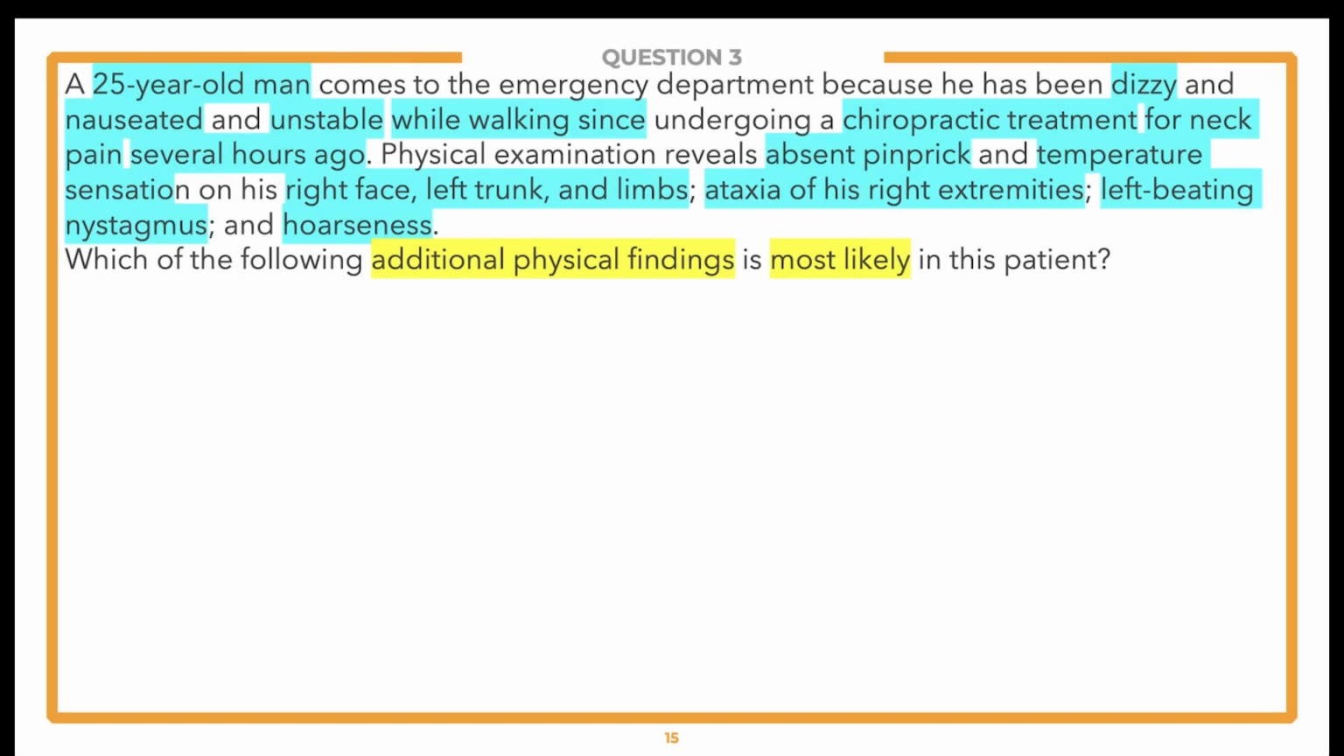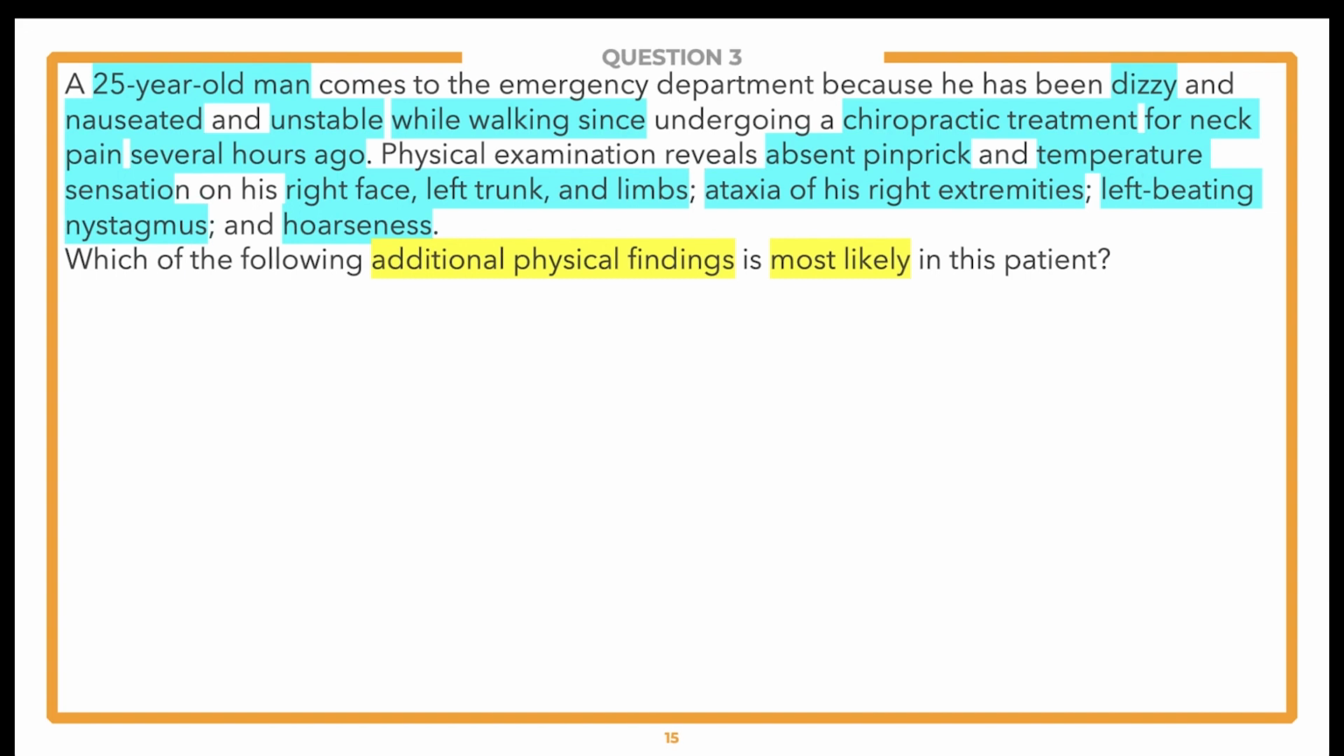So always demographic information. 25-year-old man, he's in the emergency department. That's important because that tells you it was either acute or serious enough to be taken care of right away. Dizzy and nauseated, unstable while walking, had a chiropractic treatment for neck pain several hours ago. Now you've got absent pinprick and temperature sensation. Anytime you have these neuro symptoms, you want to make note of what side these symptoms are happening on. So we've got right face, left trunk and limbs, ataxia of the right extremities, and left beating nystagmus and hoarseness.